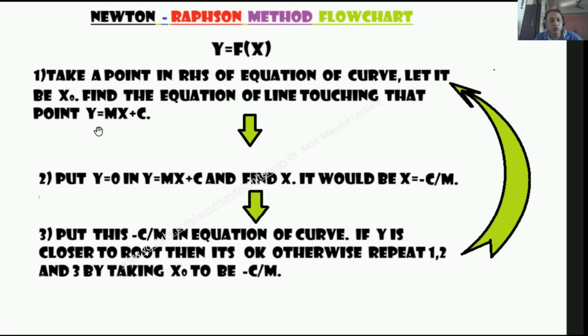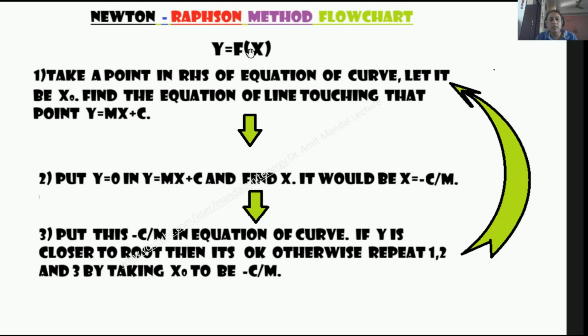Now, in place of y in y equals mx plus c, put 0. What you will get is the point of intersection of this tangent with the x-axis, so we will get x equals minus c by m. Now put this value, minus c by m, in f(x), the equation of the curve. If by putting this minus c by m we get a y which is very close to the root, then it's okay. Otherwise repeat steps 1, 2 and 3, just in place of x naught, now you will put minus c by m. Again you will find the equation of the tangent, then put y equals 0 over here, and you will get a new minus c by m.